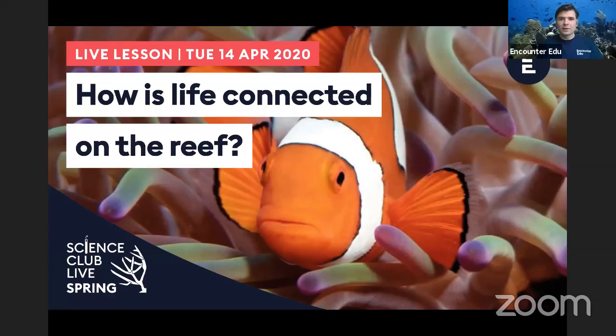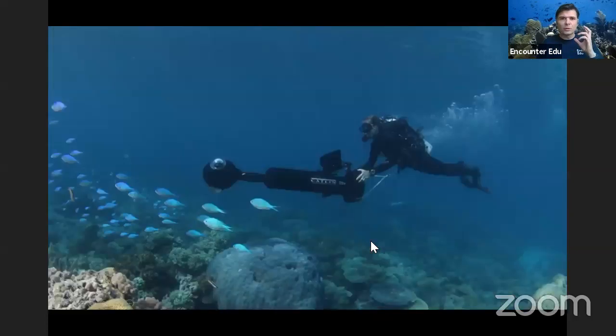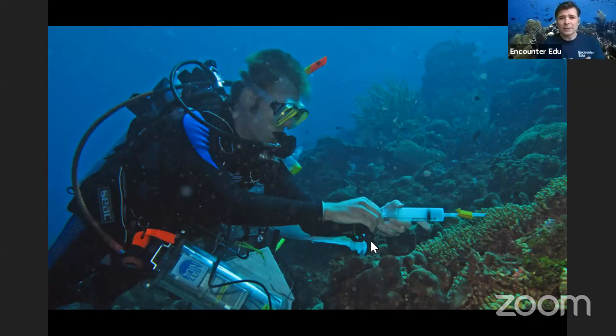There we are. So coming through this, we're remembering where we are. We're looking at the coral reef. We're looking at this amazing ecosystem, and also we're looking at the science, and we're moving on from the coral itself.